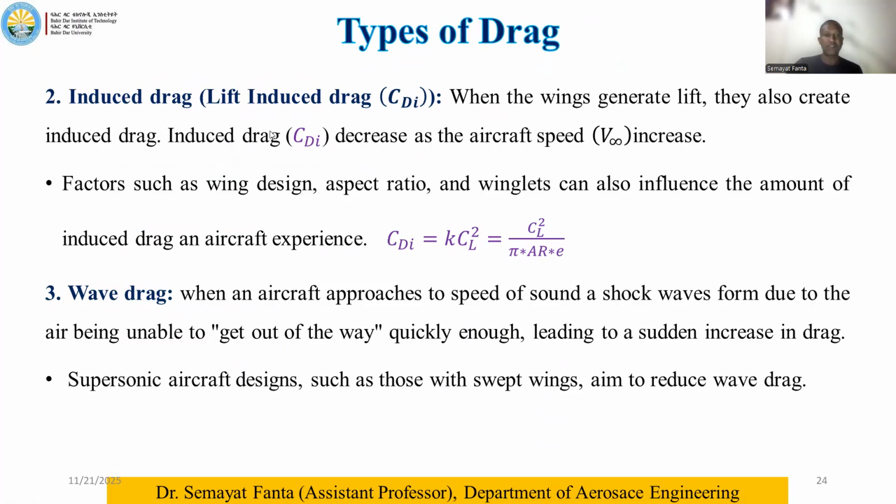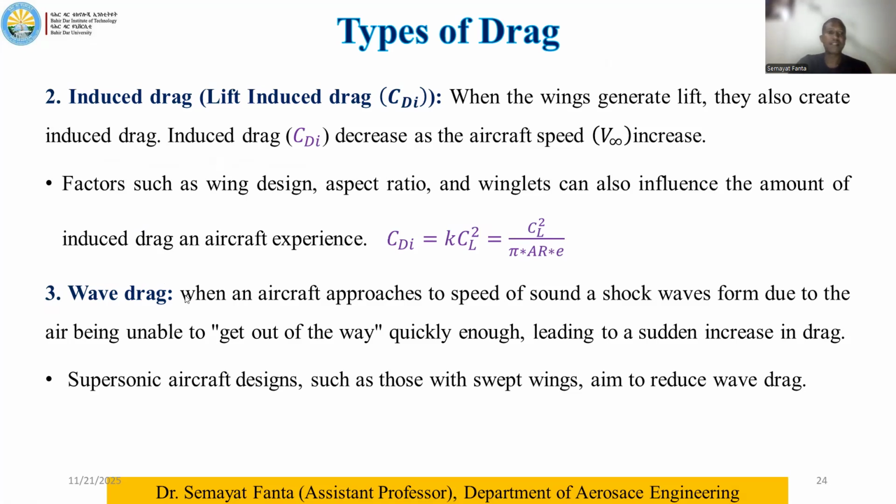Induced drag, which is known as lift-induced drag, CDI. So this is one part. CDI is equal to K CL squared, and K is defined as 1 over pi times aspect ratio times the Oswald efficiency factor, so CL squared over pi AR e. Aspect ratio is by itself defined as the ratio of wingspan squared over wing planform area. So aspect ratio equals b squared over S.